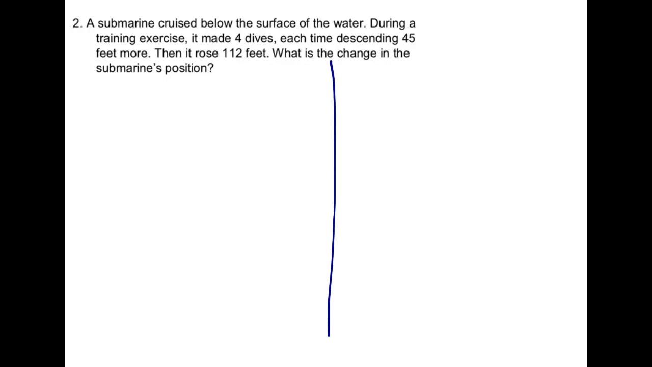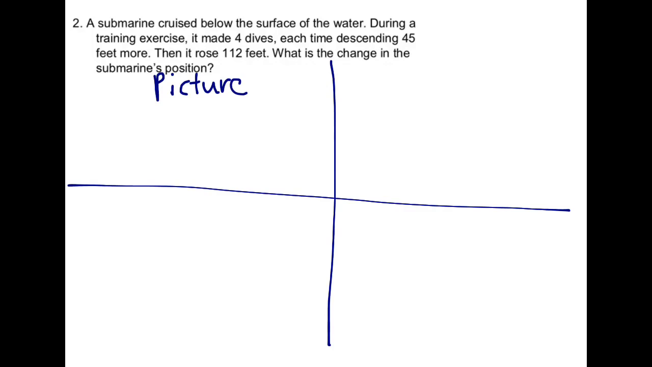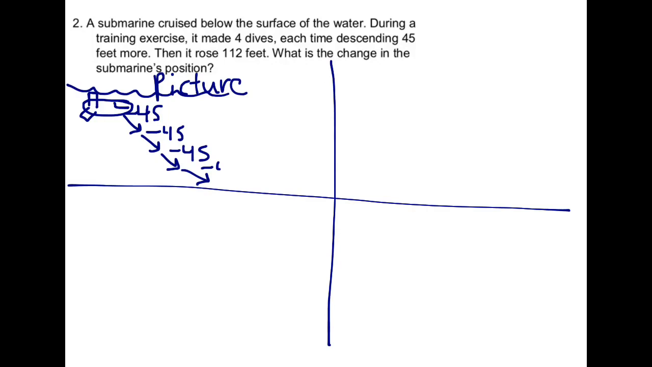So I'm going to use the problem-solving process for this. I'm going to start by drawing a picture. So I've got a submarine, and it makes 4 dives. Each one is 45 feet. I'm going to put a negative 45 because when you descend you go down. Negative 45. And then it rose 112 feet. So I'm going to put positive 112 because it rises that amount.